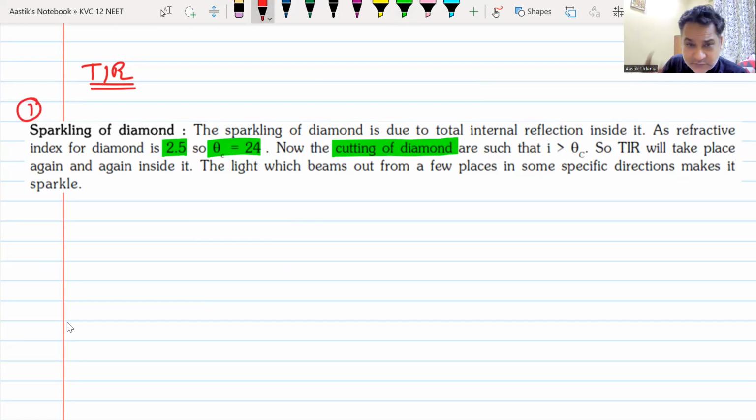So that is one phenomenon where you have TIR coming in. So the question will be like that. Sparkling of diamond is due to what? Or they will give you which phenomenon uses TIR. So they will give you 4 options. One of these options would be sparkling of diamond. Do we understand this? You don't have to write the entire thing. You just have to write sparkling of diamond. Got it?